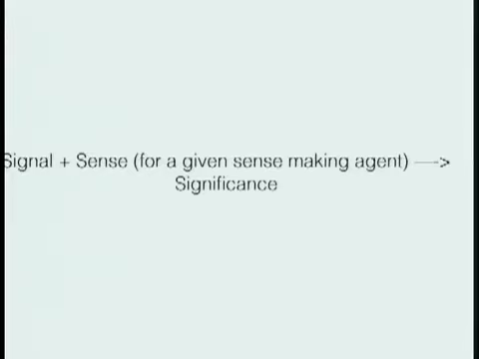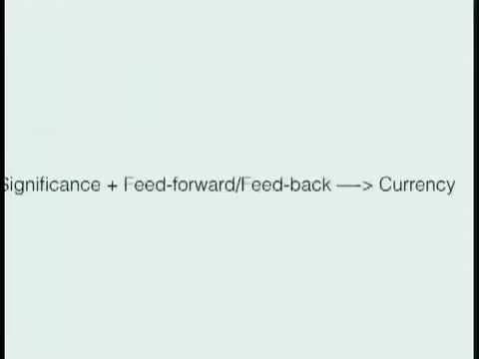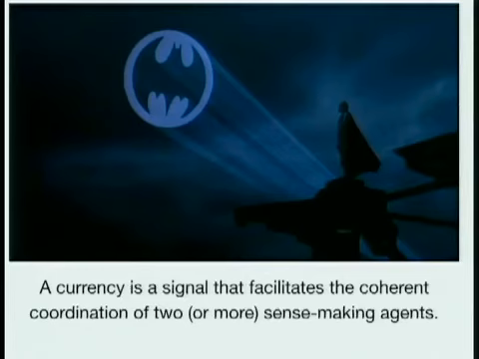All right, so now we're in a state where sense has been made in the environment. And then finally, when significance encounters some capacity for feed-forward or feedback in the relationship between the sense-making agent and the signal, we're now finally in the domain of what I'm going to define as currency. All right, so to put it slightly differently, a currency is a signal that facilitates the coherent coordination of 2 or more sense-making agents. I'm going to spend a little bit of time drilling down on that, and then I'm going to use this definition to cover a very large amount of ground very poorly.